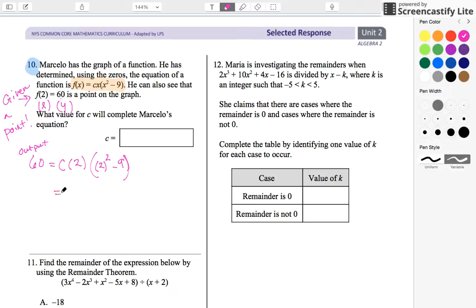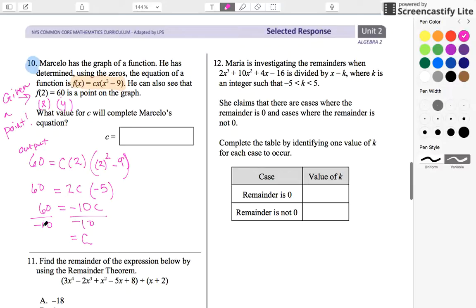Okay, so now I have 2c times 4 squared, which is 4, minus 9 is negative 5. So then I can multiply these here. 2 times negative 5 is negative 10c. And then we have 60. Now I need to isolate c, divide by negative 10, divide by negative 10. c equals negative 6. And that is your answer.